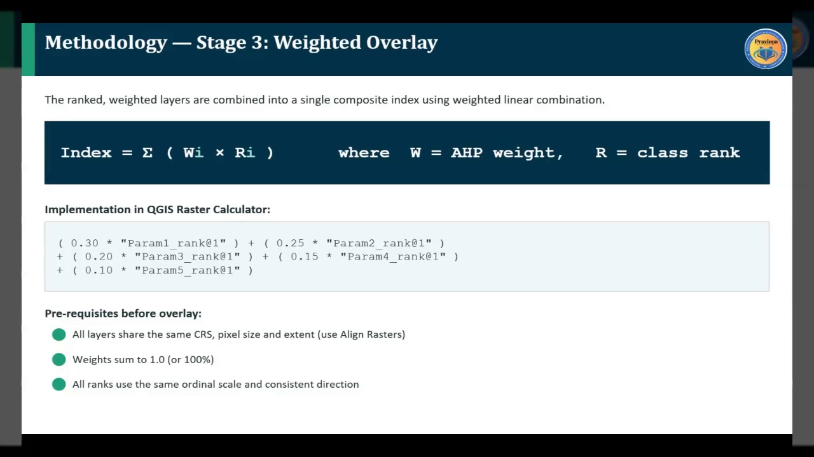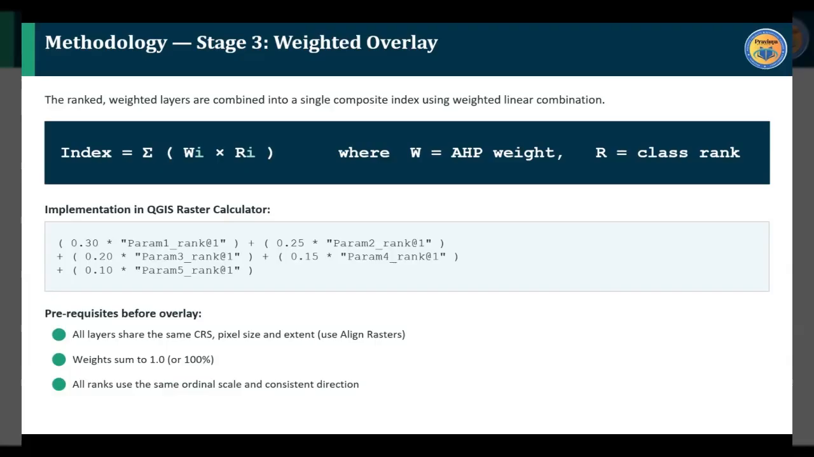AHP was developed by Thomas Saaty in the 1960s, and the greatest virtue of it is that it does not ask you to assign weights directly, which is very hard and arbitrary as well. Instead, it will ask you to compare parameters, two parameters at a time, which is much better for a human, rather than assigning weightage to all the categories at the same point.